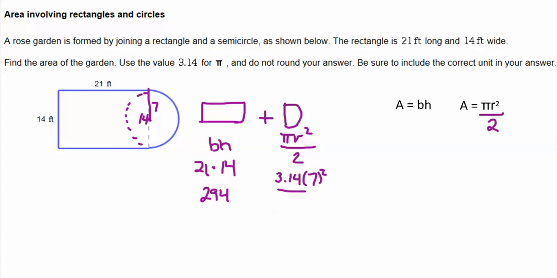All right, so 3.14 times 7 squared, and then the formula says divide by 2. Multiply exponents and divide exponents first. So 7 squared, or 7 times 7, is 49. And then I'll rewrite that here.